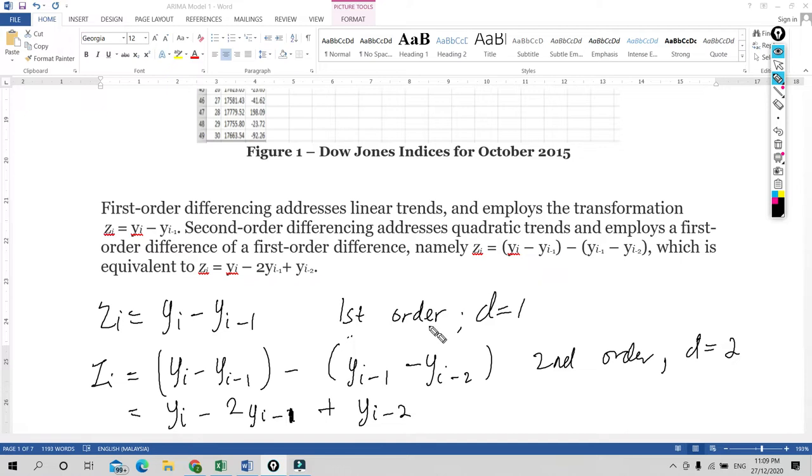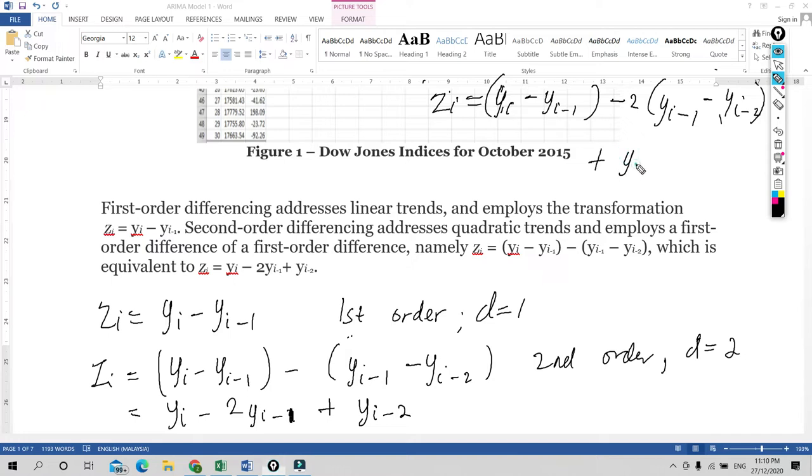So the third order differencing, you difference the second order. The third order differencing, Z sub i, becomes, from the second order, y sub i minus y sub i minus 1, minus 2 y sub i minus 1 minus y sub i minus 2, okay, then plus y sub i minus 2 minus y sub i minus 3.